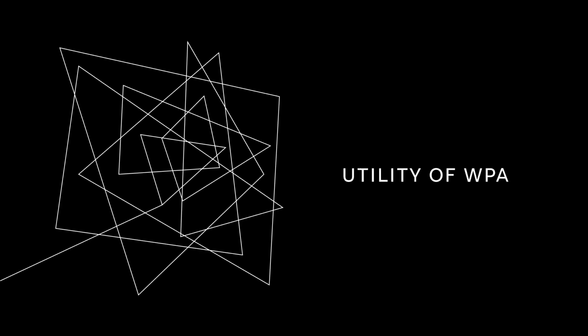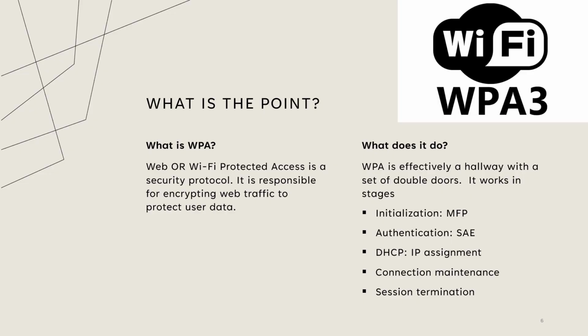Now, what is the utility of WPA? Why do you need this? WPA is in place so that you can ensure a reliable and secure internet connection, and it works to do this in different stages. In my summary, I use the analogy of a locked set of double doors in a hallway. So the first stage is going to be initialization.